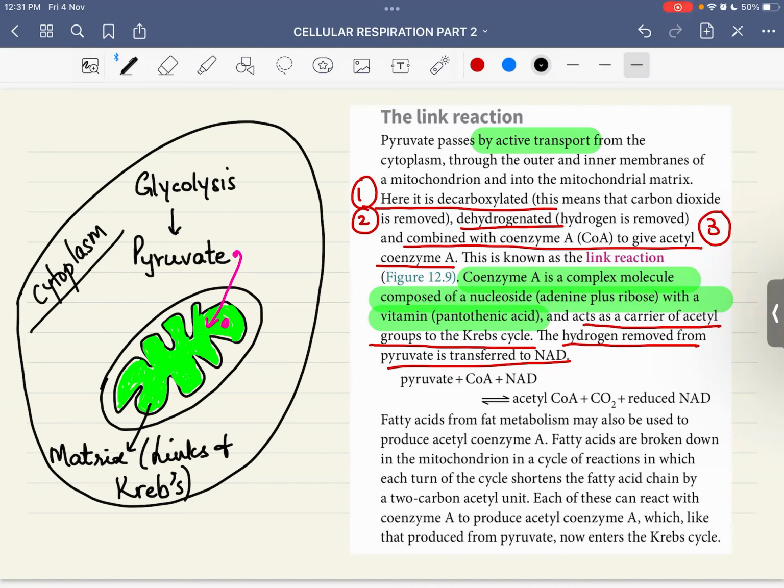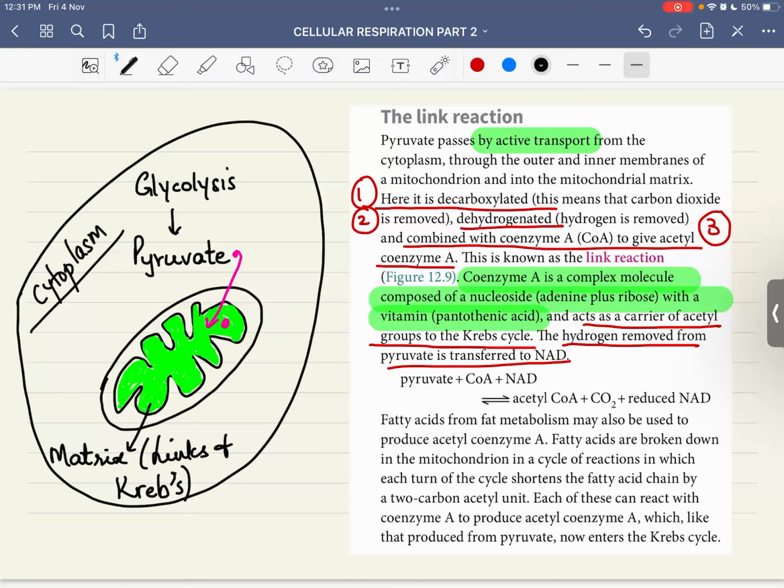Yeah, miss. When I did my reading, what I understood was that the pyruvate formed from glycolysis moves by active transport from the cytoplasm into the matrix. In the matrix it is decarboxylated and dehydrogenated, and then it is combined with coenzyme A to give acetyl coenzyme A. After that I'm confused. Okay, fine. So this much is easy.